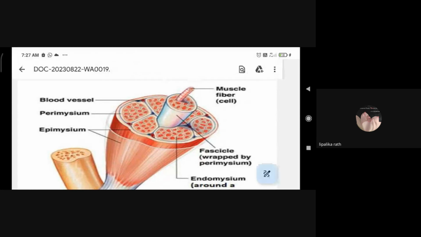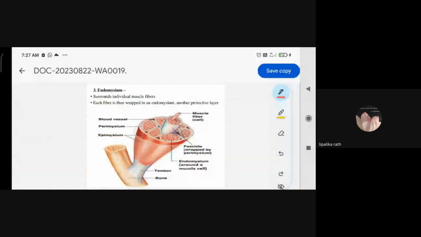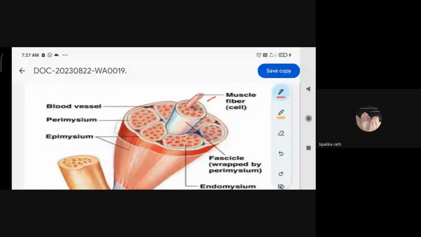How can I? Yes. This one you can see. You can see my screen. I'm pointing on my screen. Yes, ma'am.